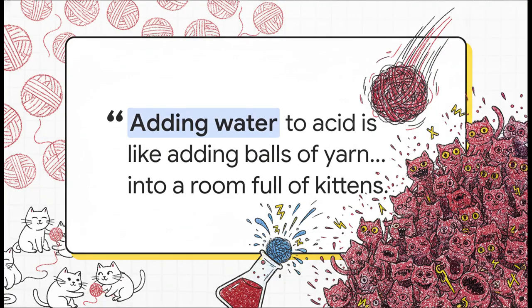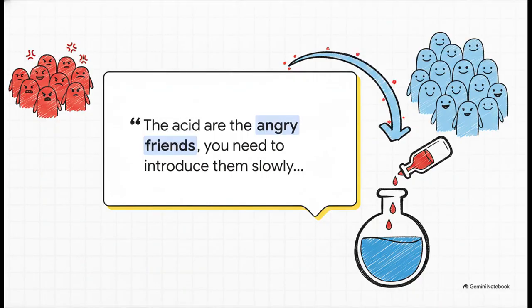Conversely, think about throwing a single ball of yarn into a crowded room of those same energetic kittens. It causes a chaotic, violent frenzy. Millions of acid molecules immediately attack the tiny amount of water. The energy is hyper-concentrated in one tiny spot, and the resulting scramble literally splashes back at you. Or, if you prefer a human analogy, imagine you have a group of very angry, volatile friends and a much larger group of chill, positive friends.